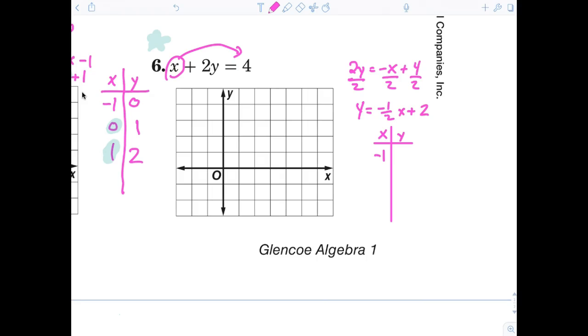If it was 1/3, I'm going to use 3. If it was 3/4, I'm going to use 4. If it was 9/10, I'm going to use 10, because I want the fractions to cancel out. Is everybody with me on that? So when you're at 1/2, instead of -1, 0, 1, we're going to use -2, 0, and 2.